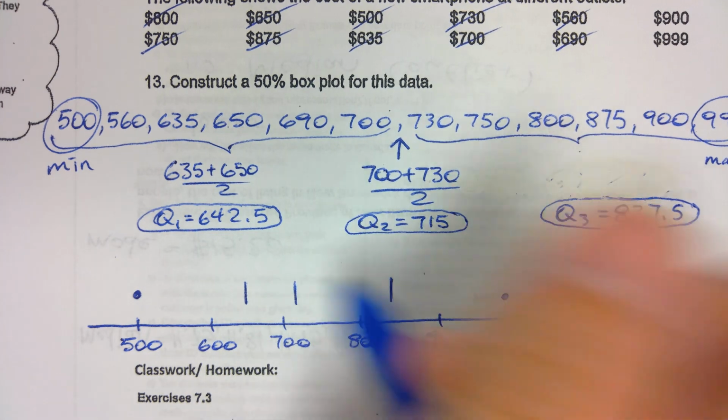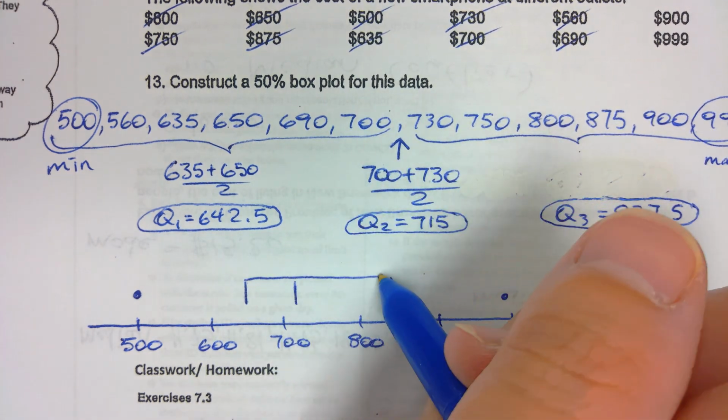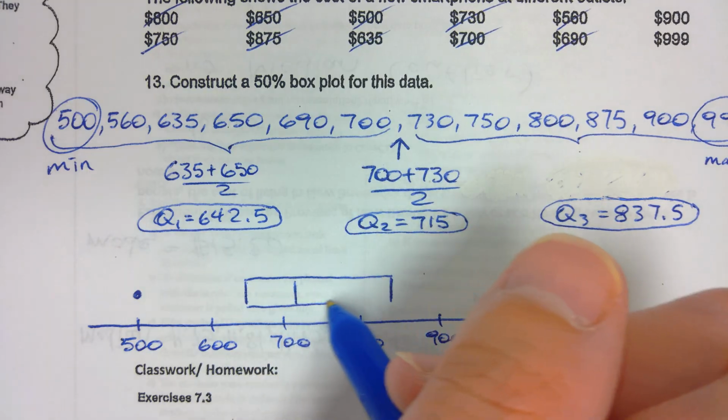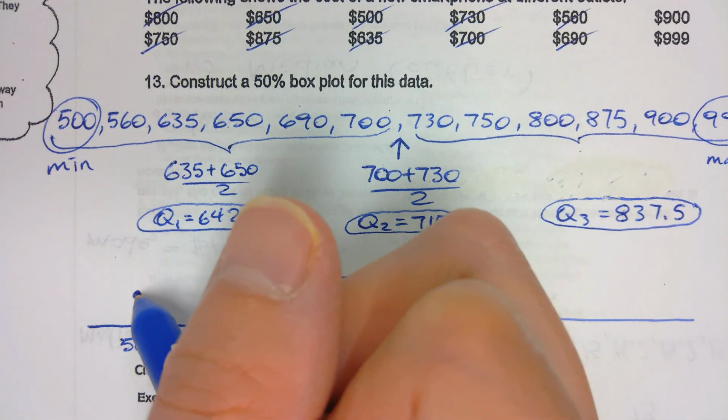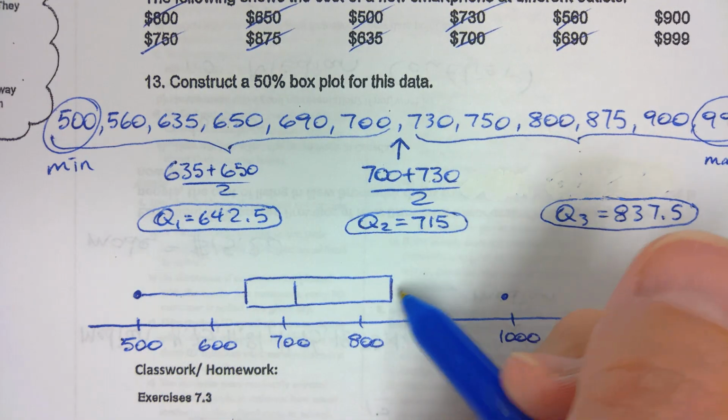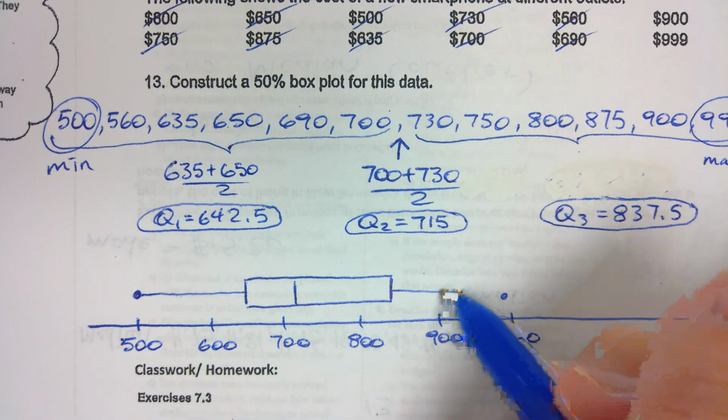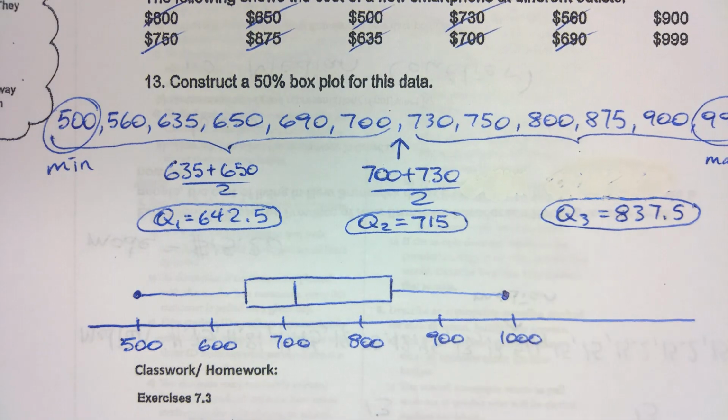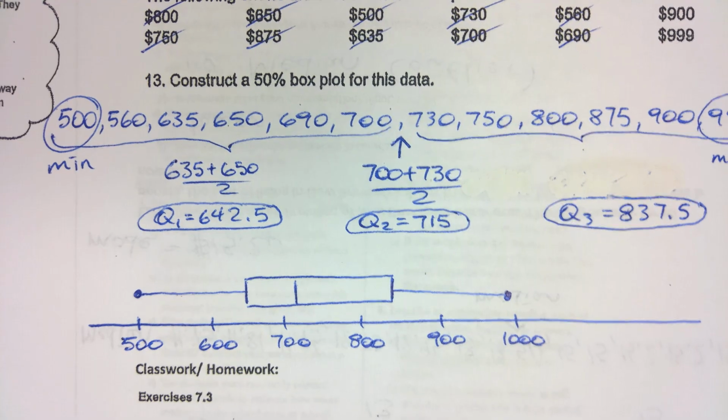And one silly thing: this is called a box plot. So when I see it on your test, I better see a box. People don't draw a box. Right, and there you go. That's how you draw the box plot.